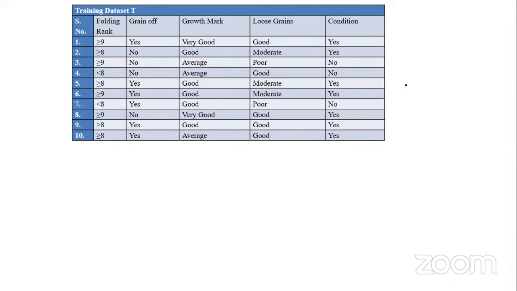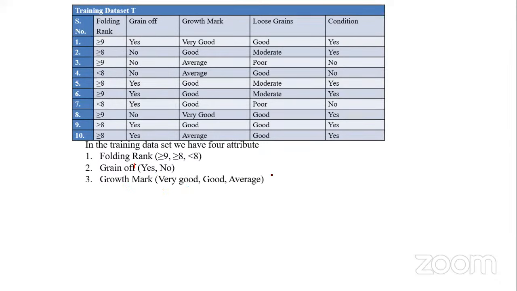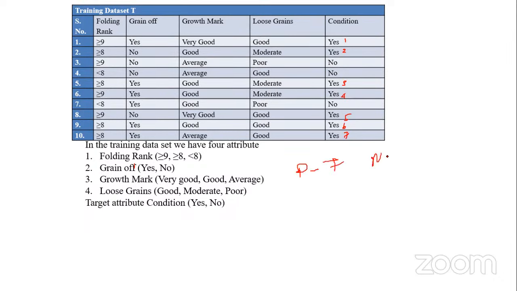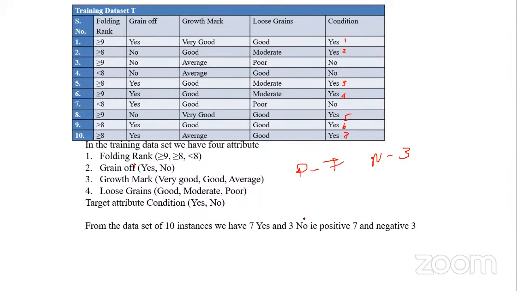So this is the data set that we have. Again, I am saying this is the real-time data set we have achieved from the computer vision part. In the data set, we have found 4 attributes. One is folding rank, then grain off, which has 2 values, then growth mass has 3 values, and loss grains has 3 values. Then the target attribute, condition, is good or bad, that has either yes or no. If you count 1, 2, 3, 4, 5, 6, 7, my positive response is 7 and my negative response is 3. So from the data set, we have 7 positive and 3 negative. This is the P and N that we require for our entropy calculation.